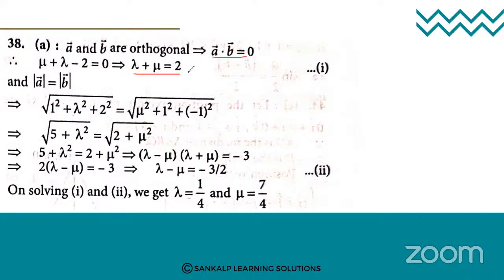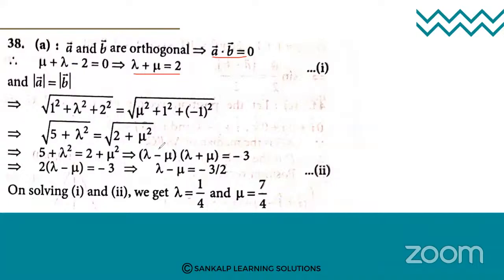Now the second condition given in the question is the mod value: mod A is equal to mod B. So substitute the mod values of A and B in the condition. We get the square root of 5 lambda square equals the square root of 2 mu square. On squaring on both sides, we get 5 lambda square equals 2 mu square, so (lambda minus mu) into (lambda plus mu) is equal to minus 3.